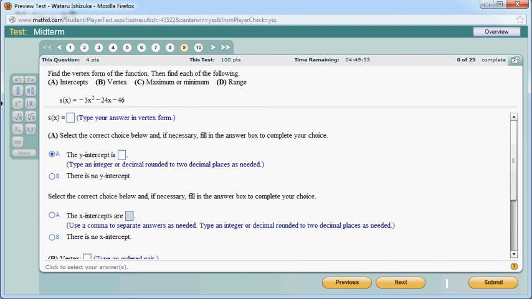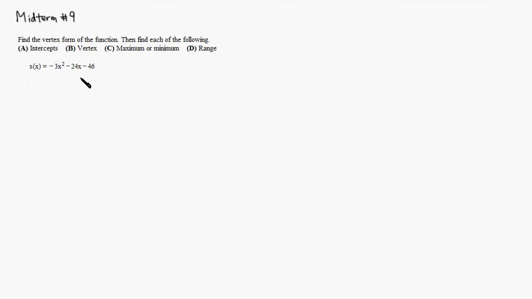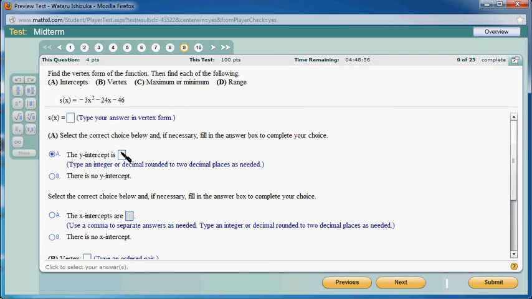All right, so let's get the white paper. Let's try to find the y-intercept. The y-intercept is the easiest one to find, so I'll start out with it. If you want to find the y-intercept, what you need to do is plug in x equals 0. So s of 0 is negative 46. So that's the y-intercept. Let's put that in. This is going to be negative 46.